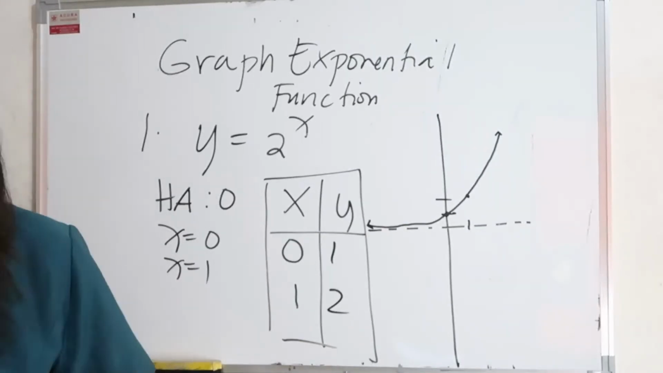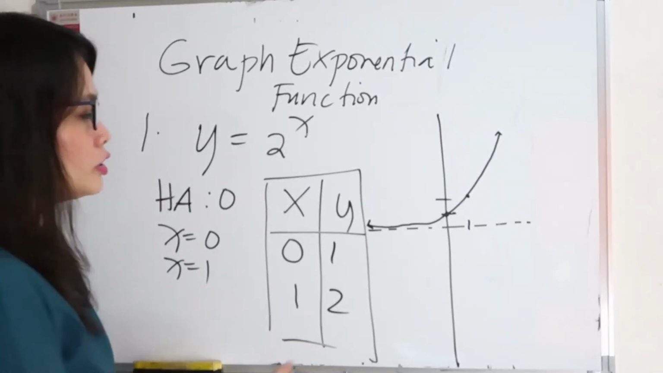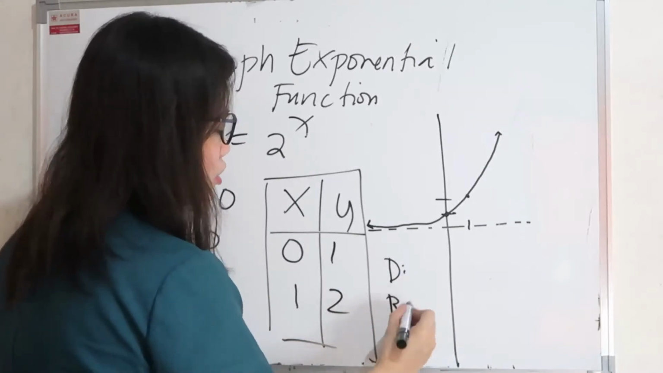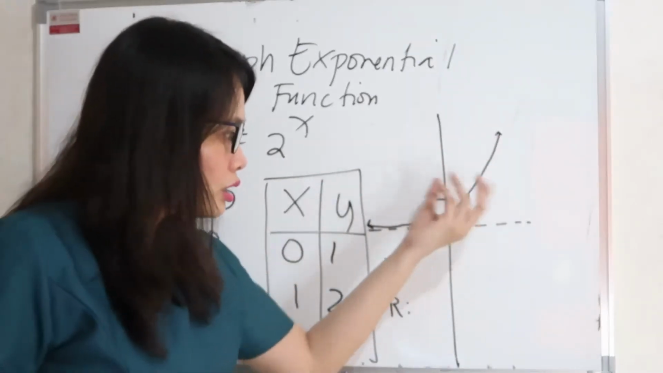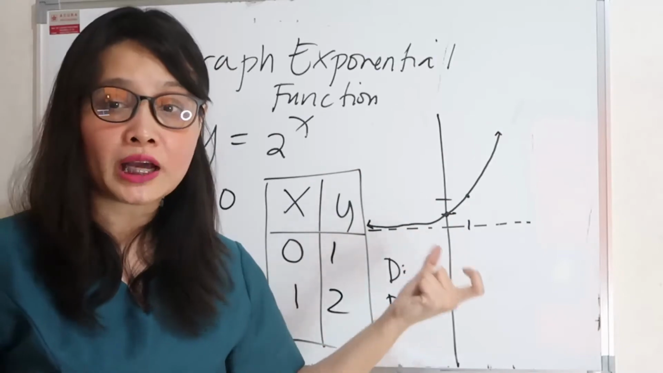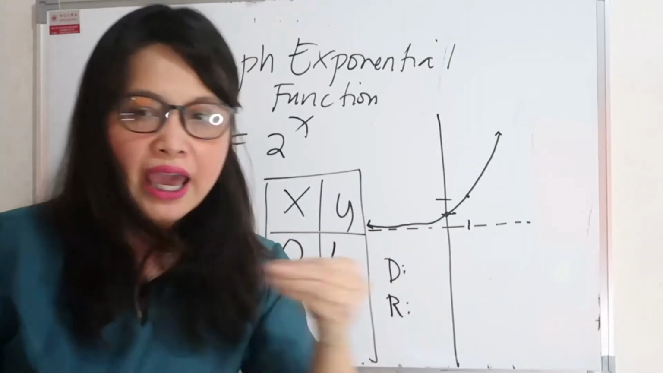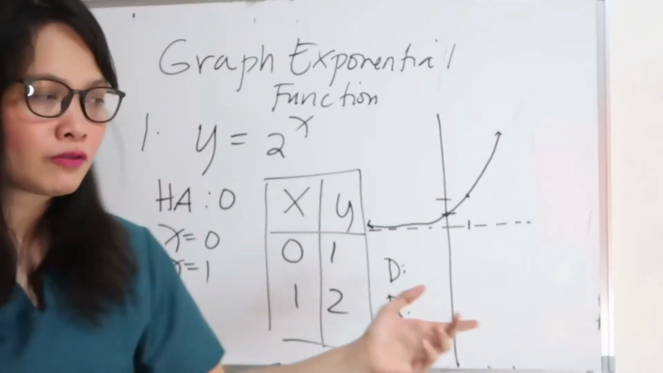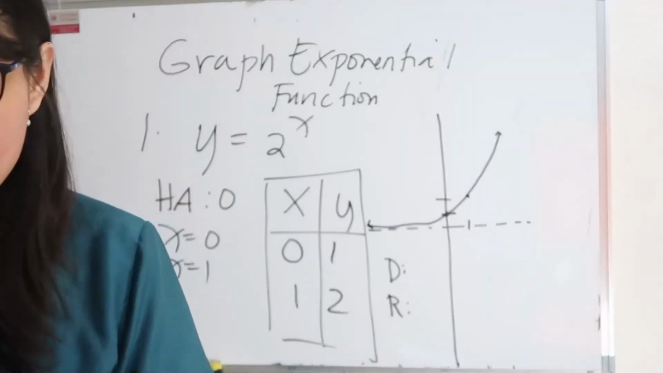Now, how do we determine the domain and range? To determine the domain and range, look at the given graph. So what have you noticed? For the domain, could it be anything on the x values? Is it?